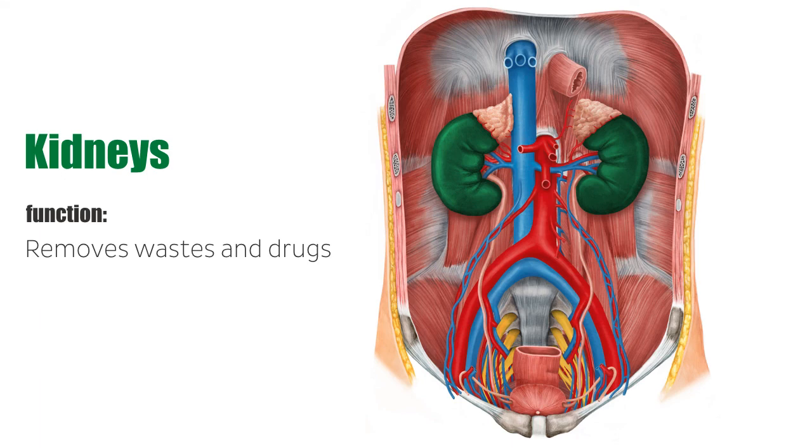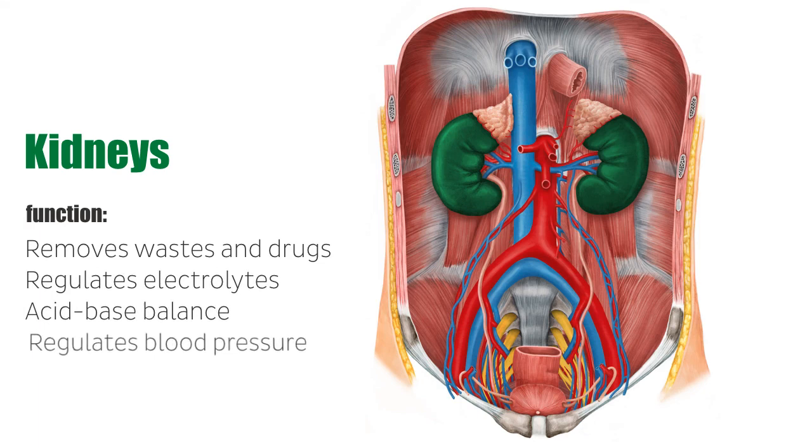However, it's often forgotten that the kidneys also play a key role in homeostasis of the body by regulating our electrolytes, acid-base balance, and blood pressure. The kidneys also produce hormones such as erythropoietin or EPO, which is involved in the production of red blood cells.